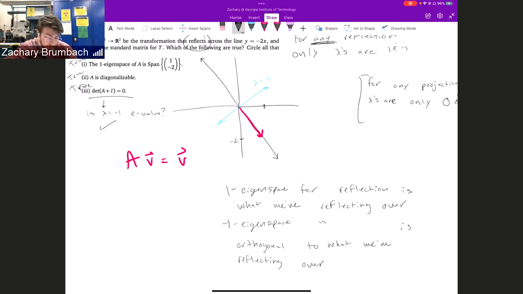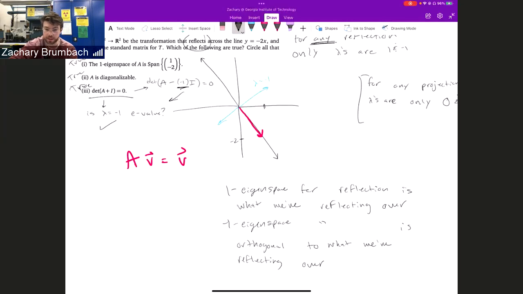Okay. Explaining part 3 again, it's just asking, is the determinant of A plus I equal to 0? Okay, well, if A plus I is equal to 0, that means A minus (-1)I is equal to 0. Okay, so this is the same thing as asking, is -1 an eigenvalue? Okay, and yes, it is, because it's a reflection. I is the identity. It's always the identity.